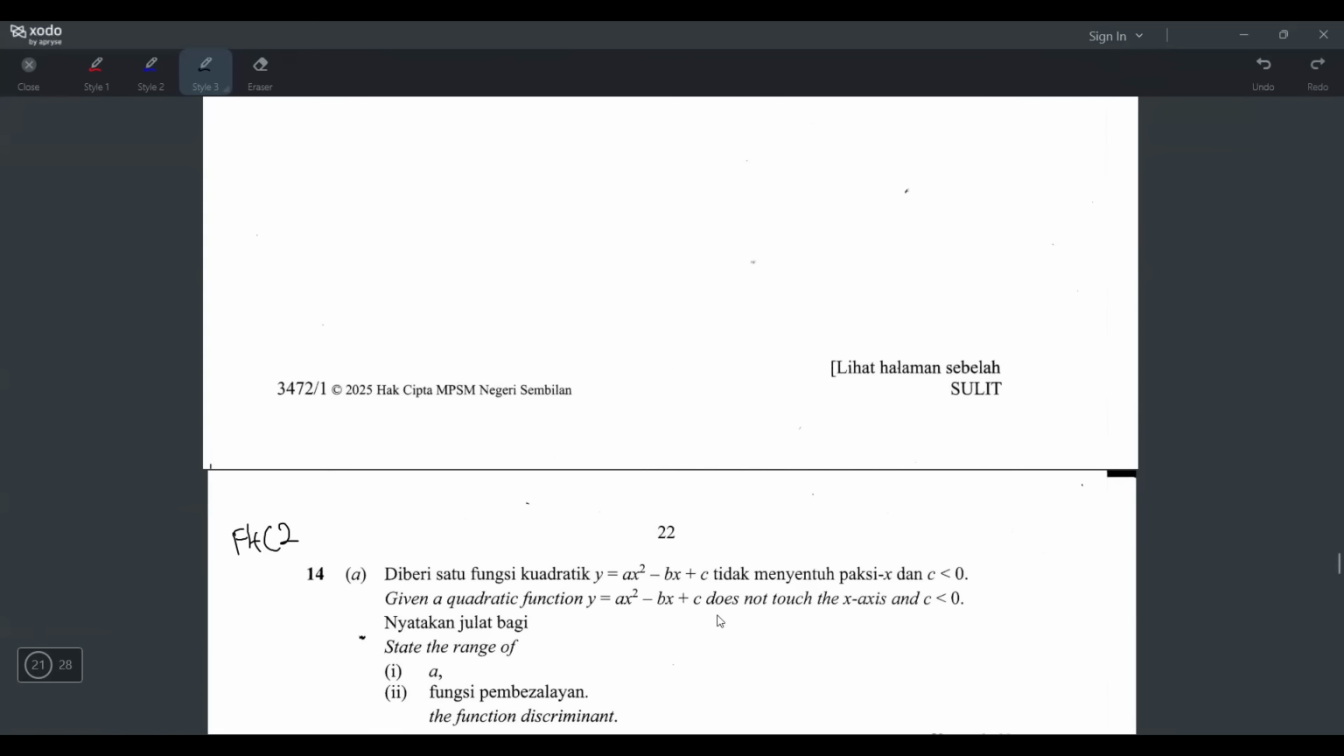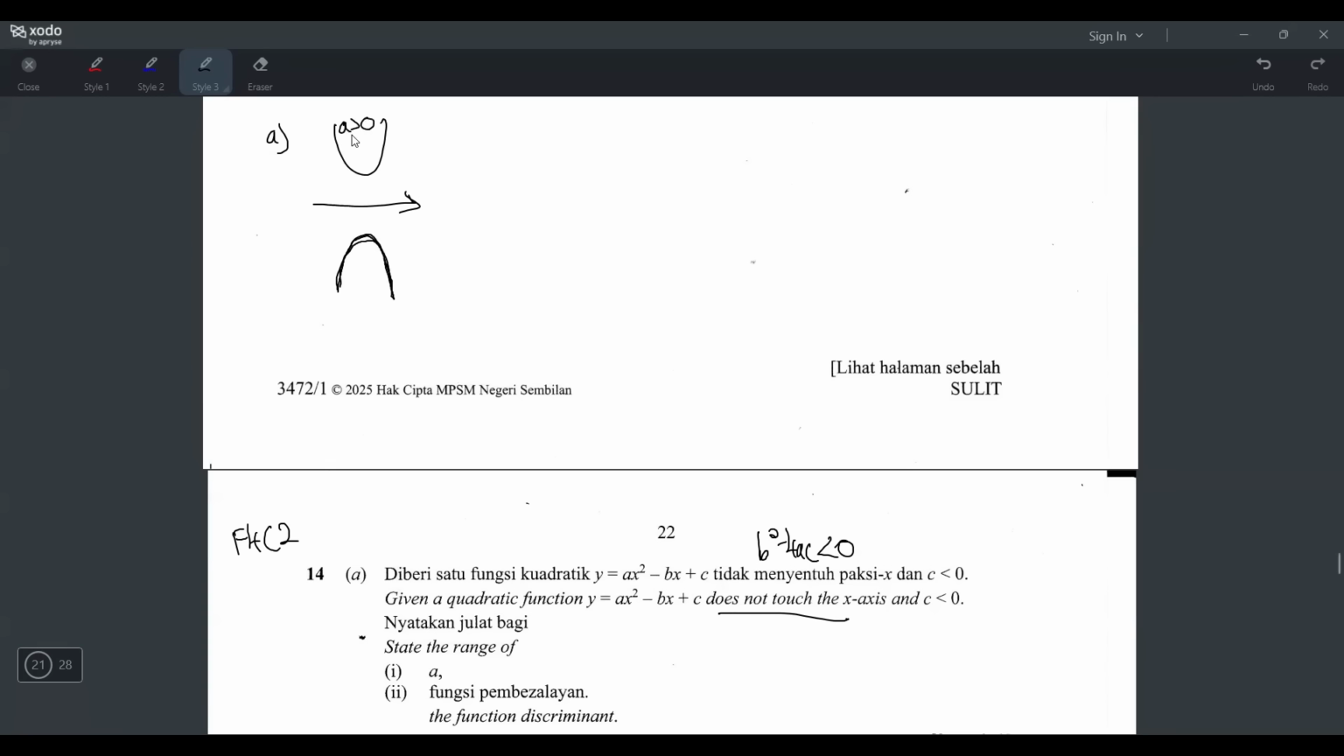But it's okay. Does not touch the x-axis. All right, whenever I see this word, I will always think about b squared minus 4ac smaller than 0. Because does not touch means what? It means the quadratic, let's say it's like that, it will not touch the x-axis. But it can also be like that, right?